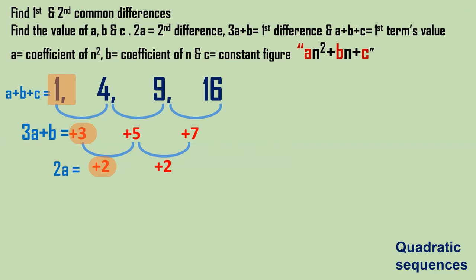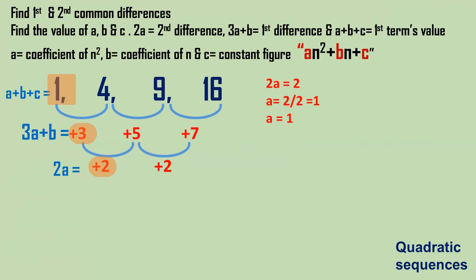So here, in the given formula, 2a is equal to the second difference, 3a plus b is equal to the first difference, and a plus b plus c is equal to the first term value. First we will find the value of a. For example, 2a is equal to the second difference, which is 2. 2 is multiplying, and on the other side it will divide, and the value of a is equal to 1.